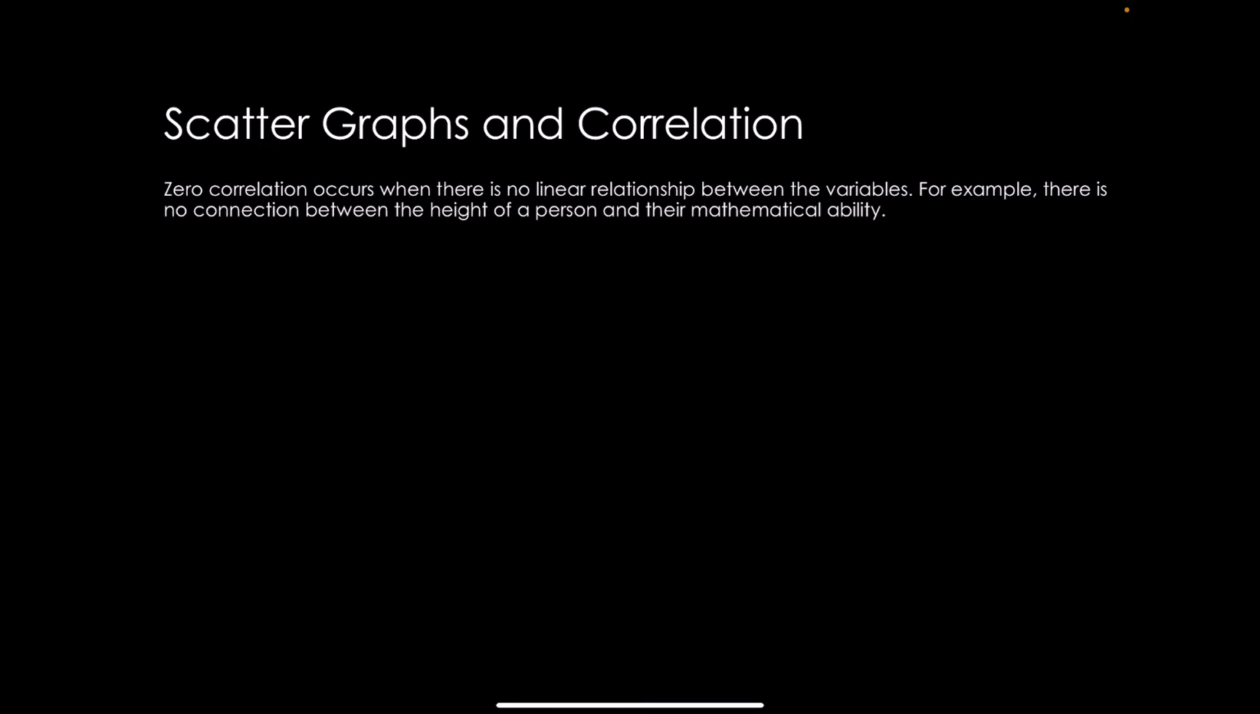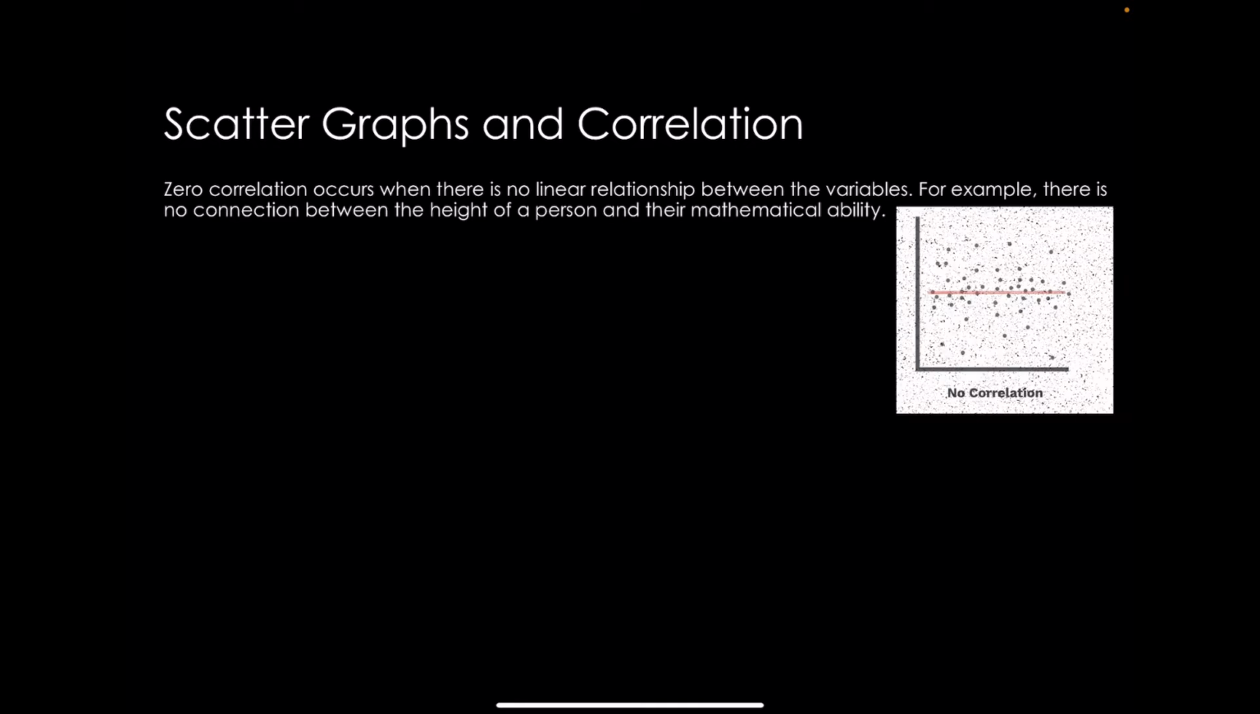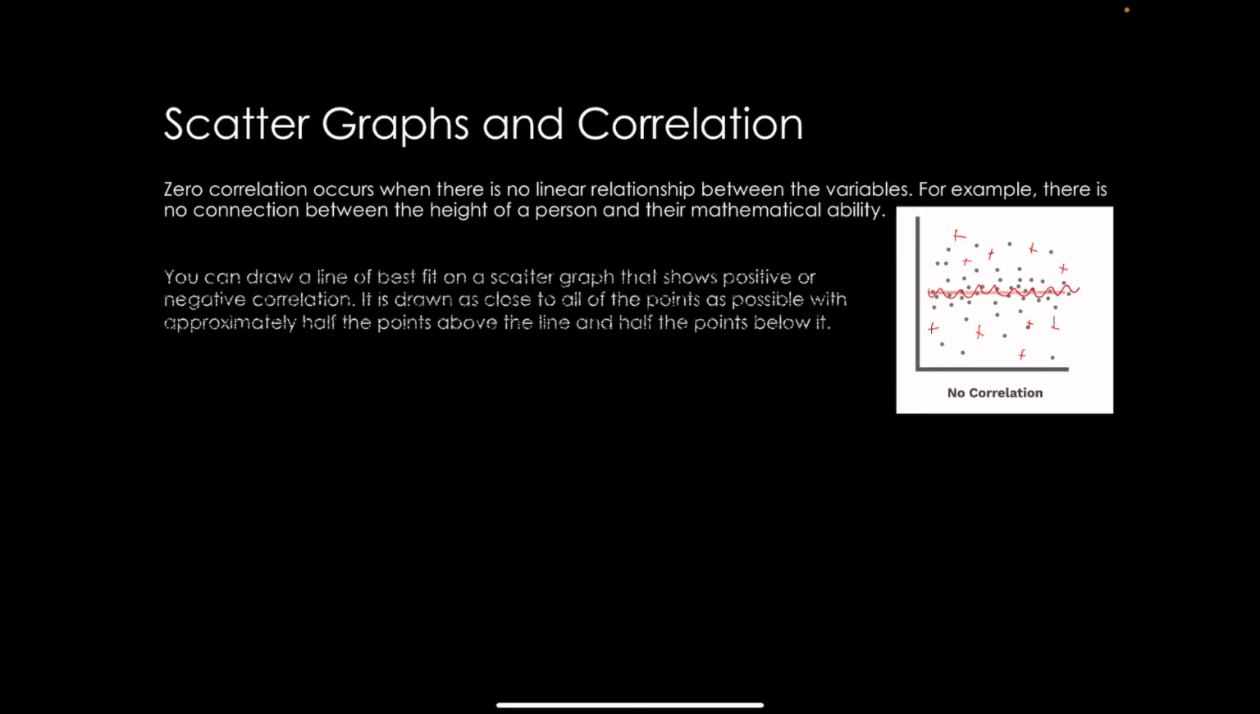Now then, a zero correlation occurs when there is no linear relationship between the variables. For example, there's no connection between the height of a person and their mathematical ability. Okay, so that's usually when you've got lots and lots of dots all out of place. Okay, we don't really have a correlation, and you wouldn't actually need to draw a line of best fit.